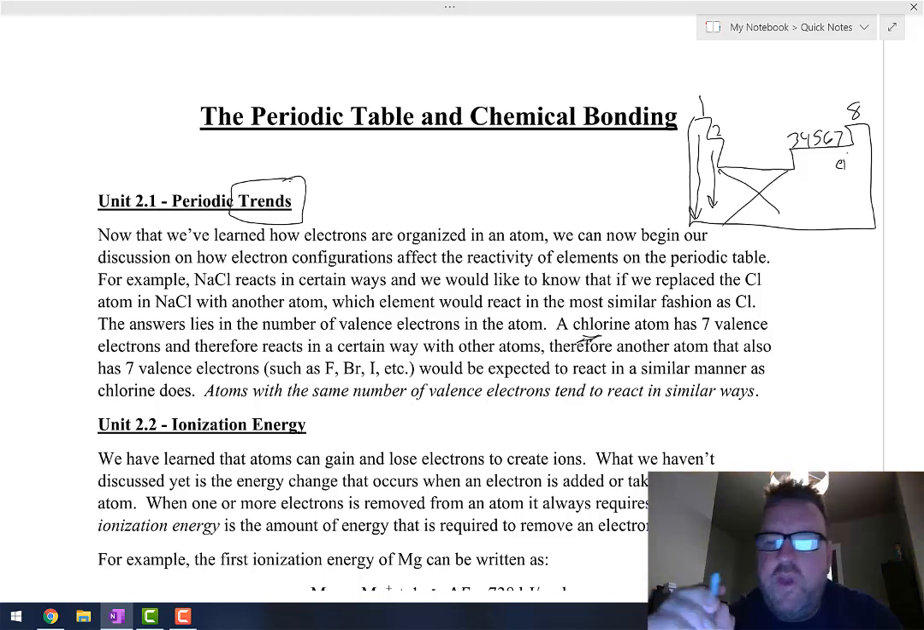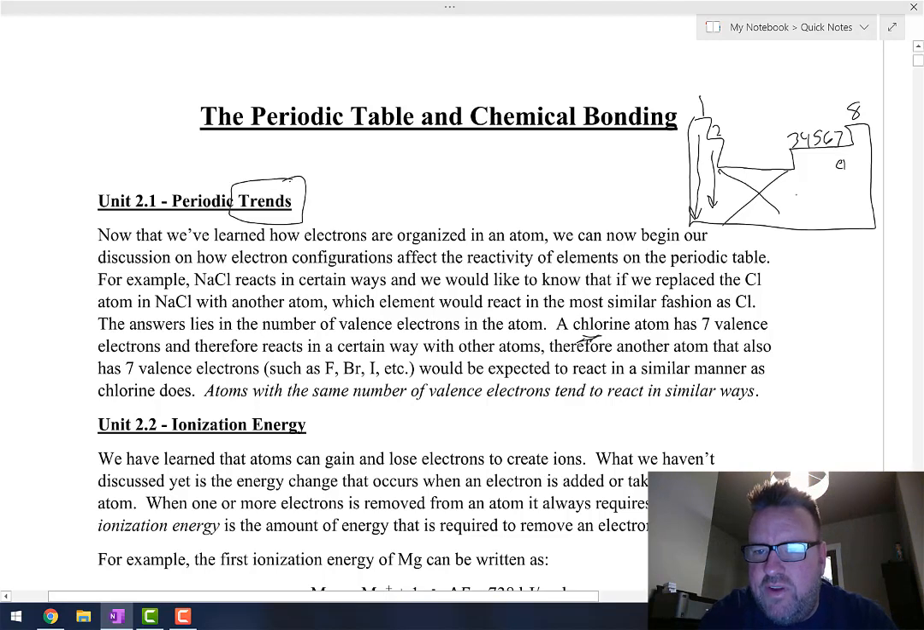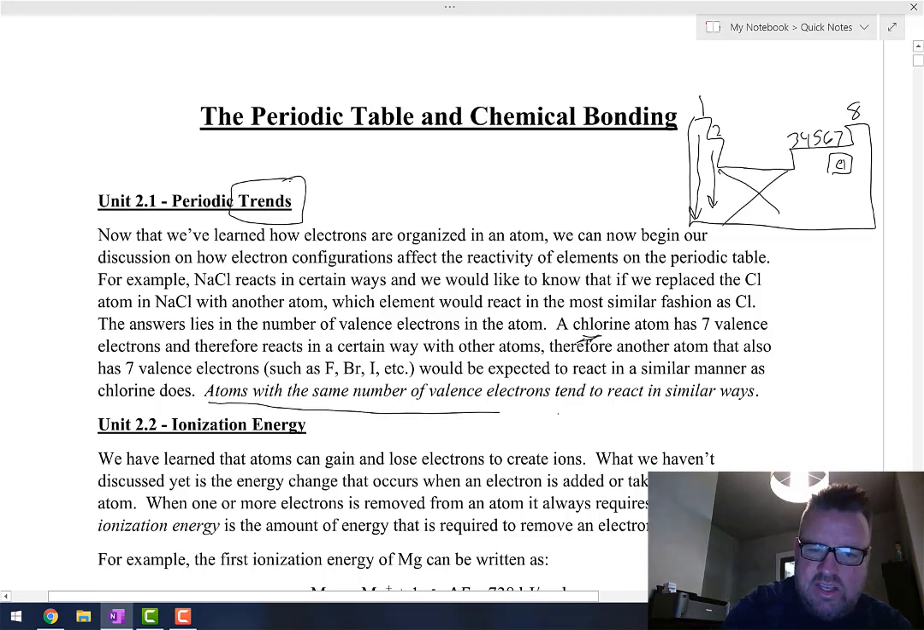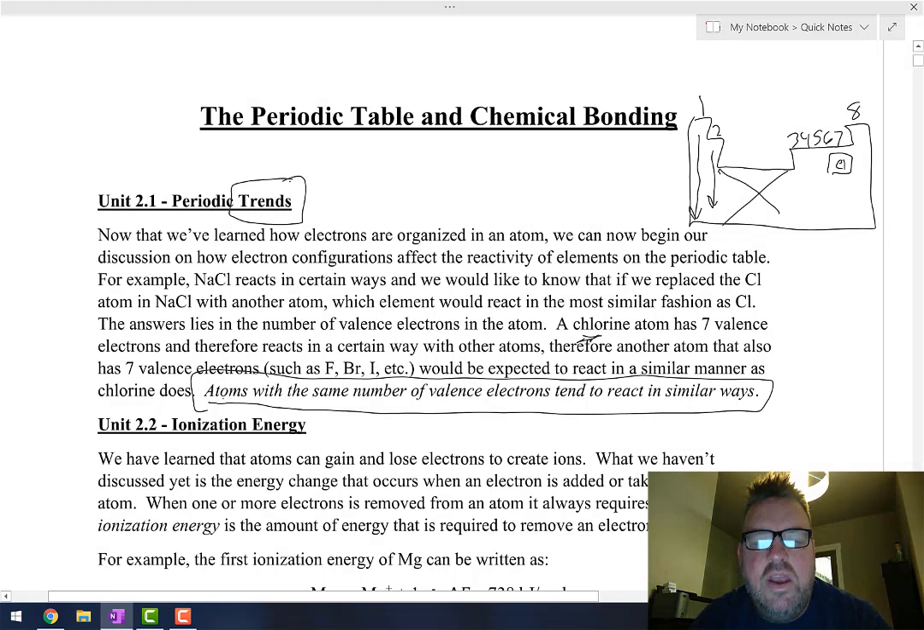So if we were to replace chlorine with a different element, we're trying to find another element that would react similarly to chlorine. What's another element that we might expect to behave chemically similar to chlorine? It's another element that's in the same column, because it has the same number of valence electrons. And that's what that last sentence says right there. That's the important one: atoms with the same number of valence electrons tend to react in similar ways.